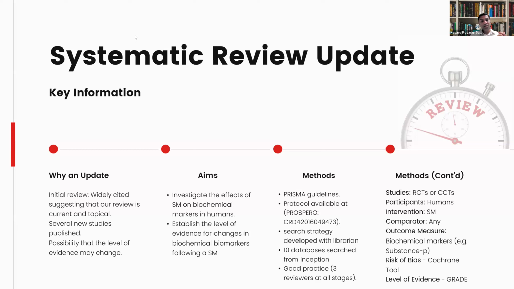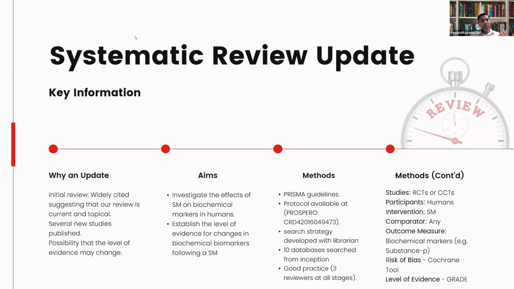And as good practice, we always add 3 reviewers in all the stages of the review, whether it's search strategy, finding the studies, or ensuring the studies meet the eligibility criteria, etc. In terms of studies included, we were focusing on randomized controlled trials or controlled clinical trials, as our aim is to produce a top level of evidence.